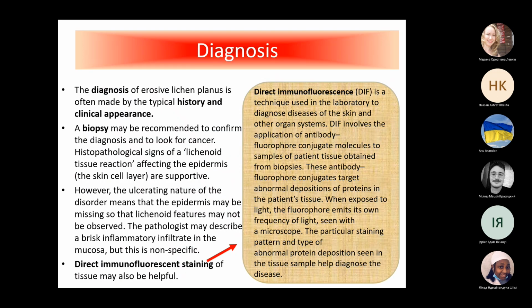Diagnosis of erosive lichen planus is often made by the typical history and clinical appearance. A biopsy may be recommended to confirm the diagnosis and to look for cancer. Histopathological signs of lichenoid tissue reaction affecting the epidermis, the skin cell layer, are supportive. However, the ulcerating nature of the disorder means that the epidermis may be missing, so that lichenoid features may not be observed. The pathologist may describe a brisk inflammatory infiltrate in the mucosa, but this is nonspecific.